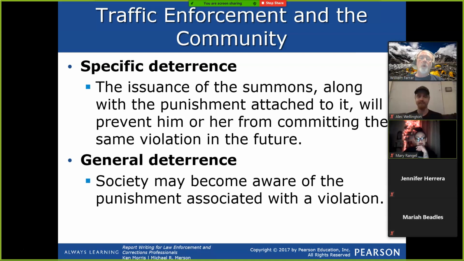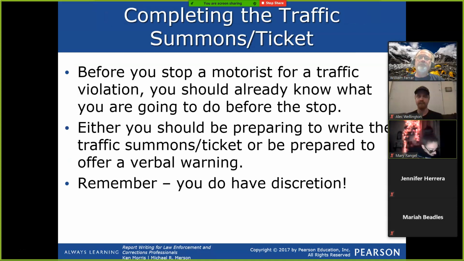That's another form of general deterrence, that there could be some punishment coming with that, so you're not going to do that. So that's another reason for working traffic.